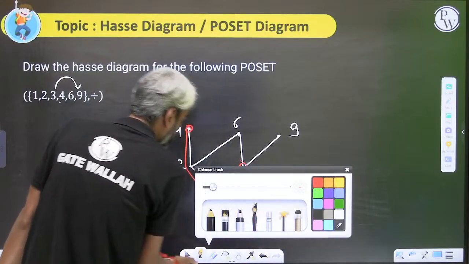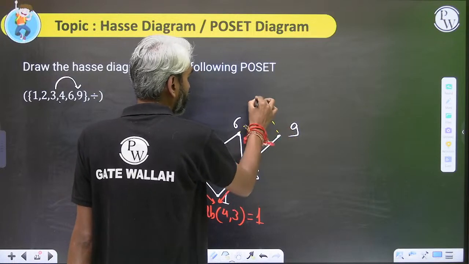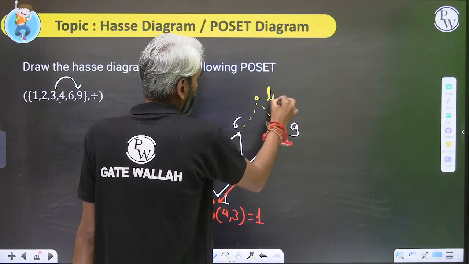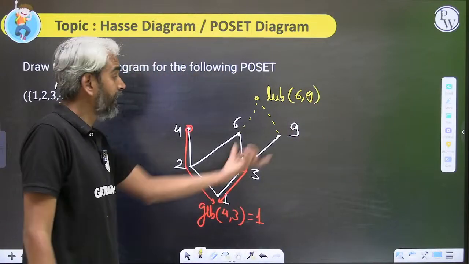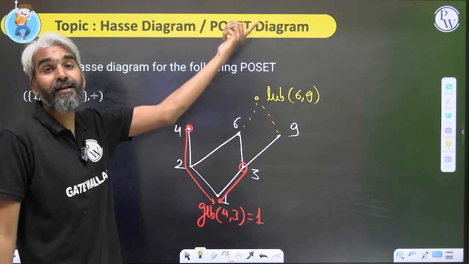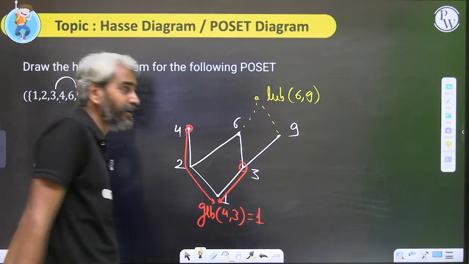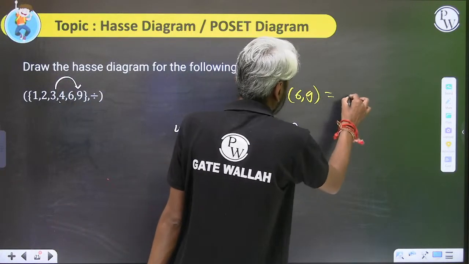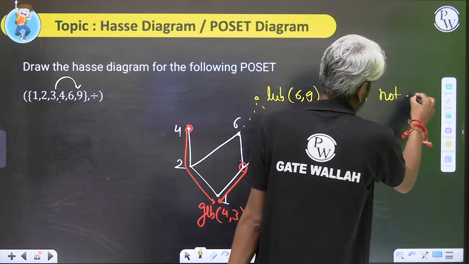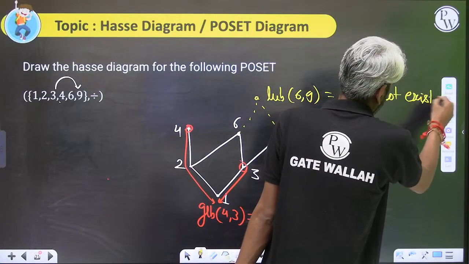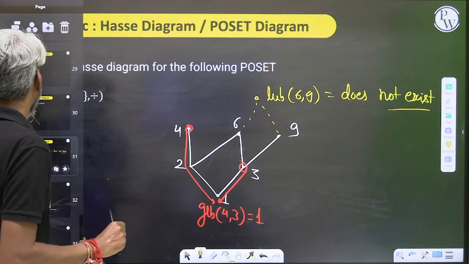Now my question is, where exactly do 6 and 9 join each other? The least upper bound of 6 and 9. Is there any element in this poset at which 6 and 9 join each other at the upper side? There is no element at which 6 and 9 join each other at the upper side. So the least upper bound of 6 and 9 does not exist.